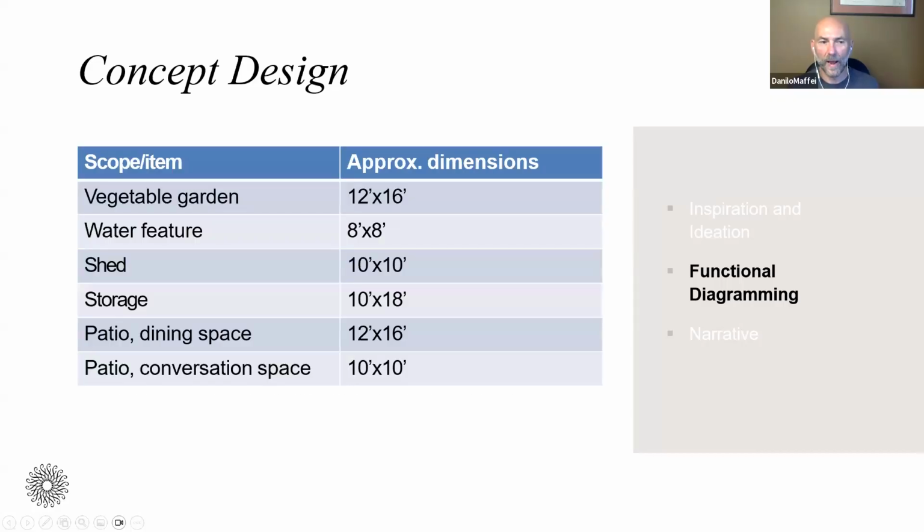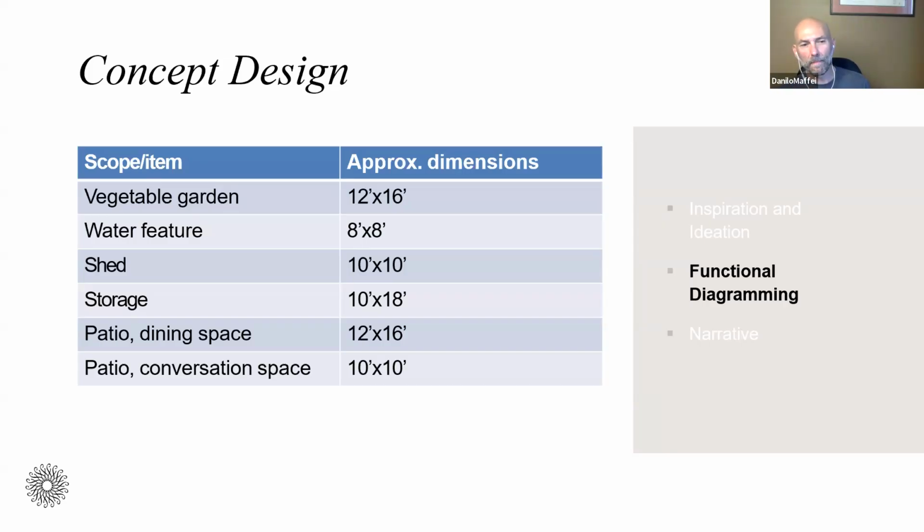So what are we talking about here? Well, here's a little practical exercise. We go through our program statement. We think about all the things that the client has asked us for. And this is a hypothetical. This is not our project. This is just hypothetical, but something that wouldn't be too unusual for a residential project. And let's say that the owner asked for a vegetable garden and a water feature and a shed and so forth and so on.